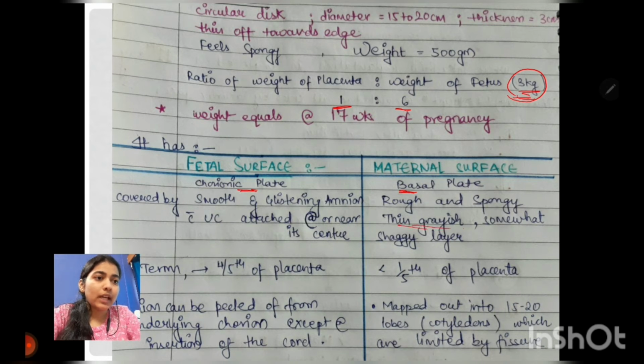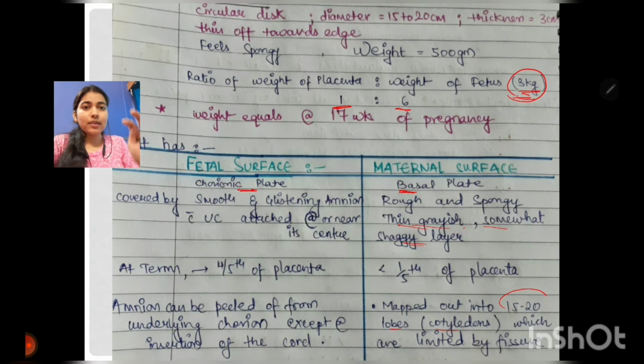It is a thin, grayish, somewhat shaggy layer, comprising less than 1/5 of the surface of the placenta, mapped out into 15 to 20 lobes, the cotyledons, which are limited by fissures. While the fetal surface is covered by smooth and glistening amnion with the umbilical cord attached at or near its center. At term, 4/5 of the surface of placenta is formed by the fetal surface. Amnion can be peeled off from the underlying chorion except at the insertion of the cord.